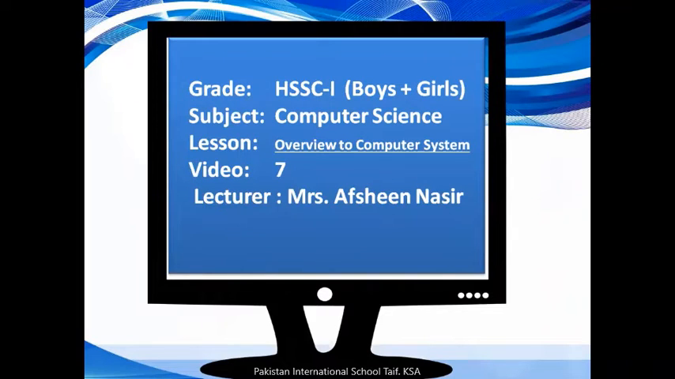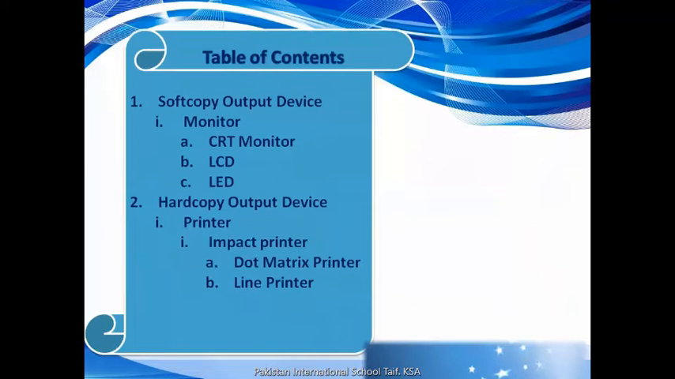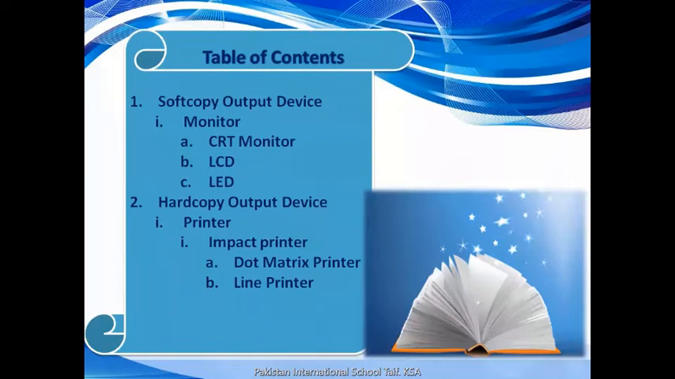Alhamdulillah. This lecture is for first year boys and girls, subject computer science, and this is our 7th video lecture, and we are on chapter number 1, overview to computer system. Today we are going to discuss soft copy output device monitor and the types of the monitor: CRT monitor, LCD, LED. And then we will continue our topic with the hard copy output devices. These are printer and the classification of printer, impact printer, dot matrix printer, and line printer.